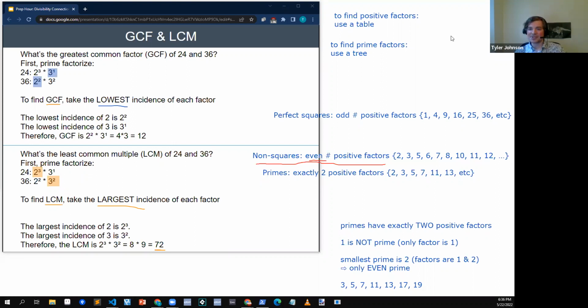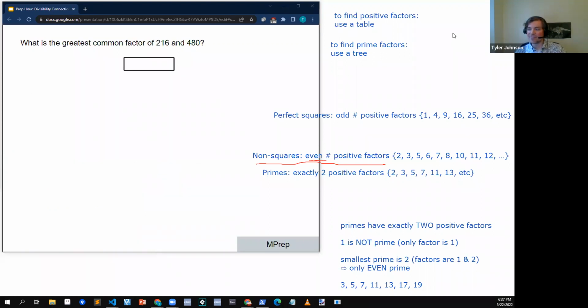So here's a question I want you all to try on your own. Find the greatest common factor of 216 and 480.